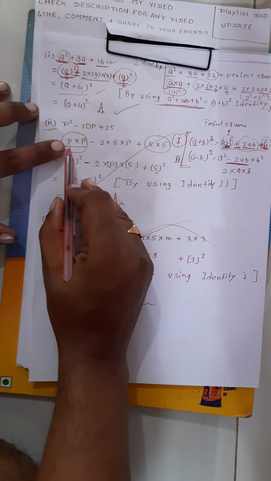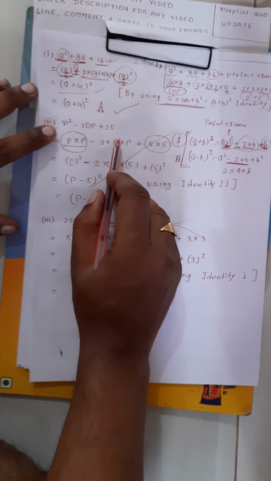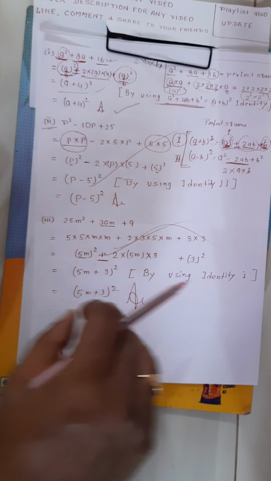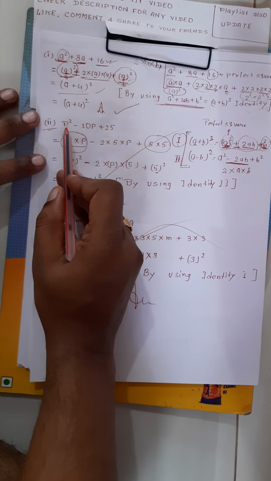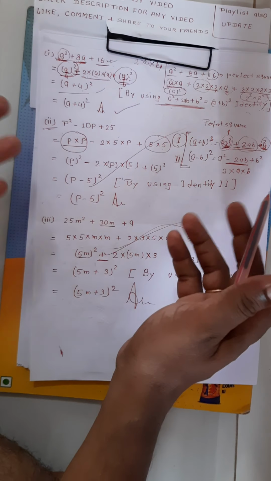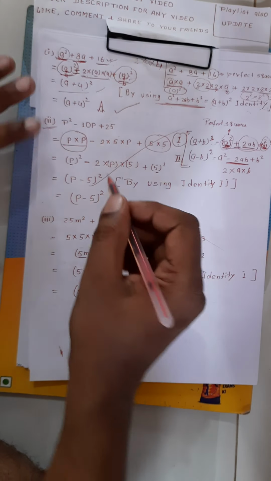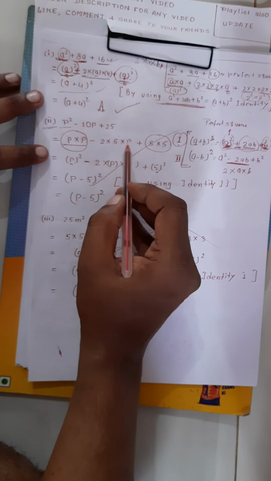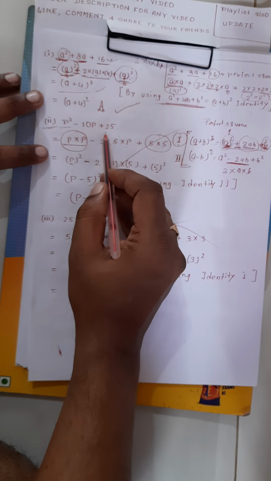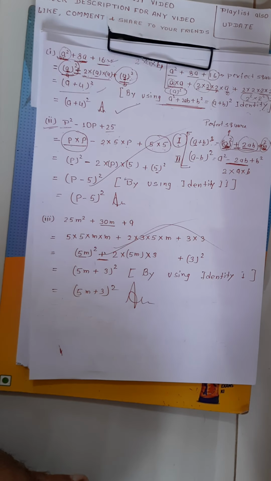Here there is p, here also p, but here there is no p. First of all we factorize all the terms, that means we write them in irreducible factor form. So for p square our value will be p into p. For 10p our value will be 2 into 5 into p, and for 25 our value will be 5 into 5. Now first of all we will check for a common factor.